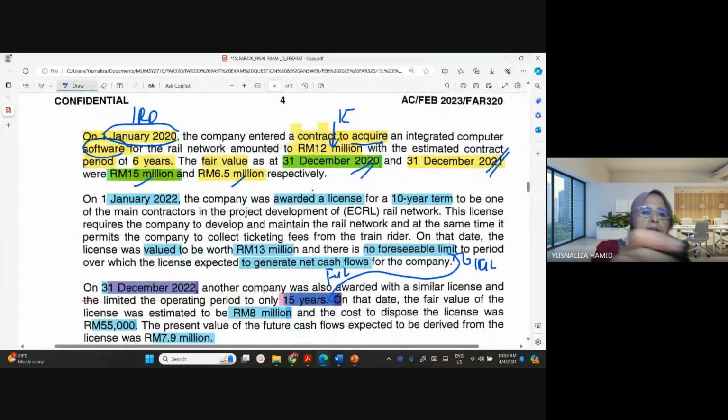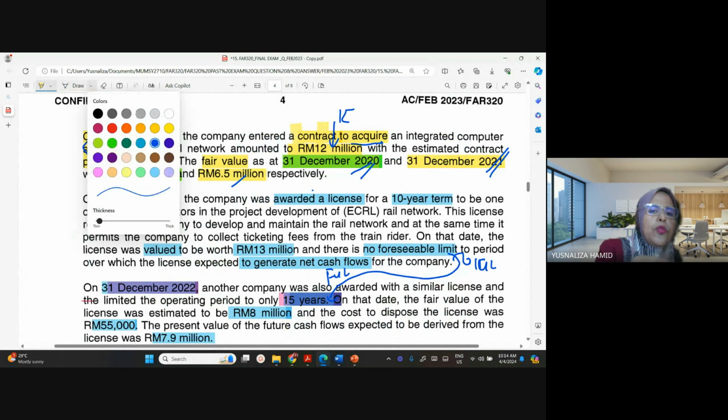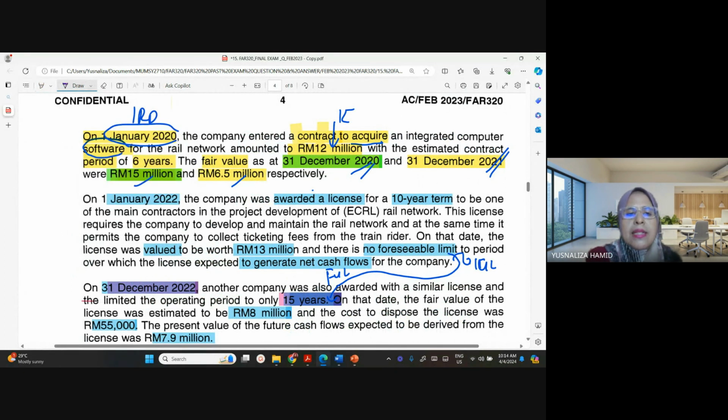So if you look at this part here, now we move on to the next one, which is the license. It was on 1st of January. So this is the initial recognition date of the license. You were awarded a license by whom? Maybe by the government, to be one of the main contractors in the project development. So you got the license.